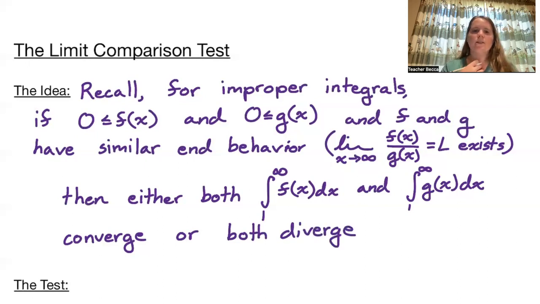Technically, I should have mentioned that f and g are continuous and have similar end behavior. We got essentially that the convergence agreed between them. So they both converged or they both diverged as long as they had similar end behavior. So we get a comparable test for series.